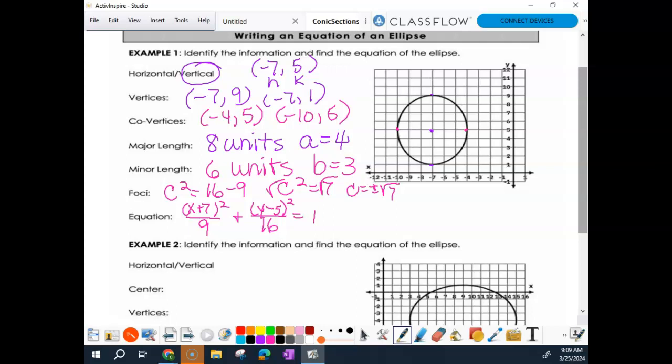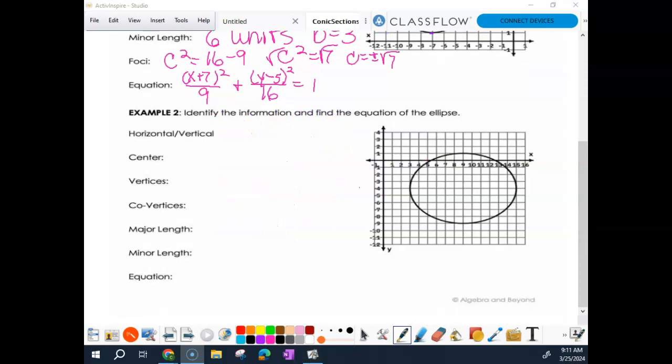Any questions on that? Okay, is this horizontal or vertical? Horizontal, and what's my center? So, are my vertex going to be X or Y? They're X, right. So I'm going to have 3, -4, and thank you.